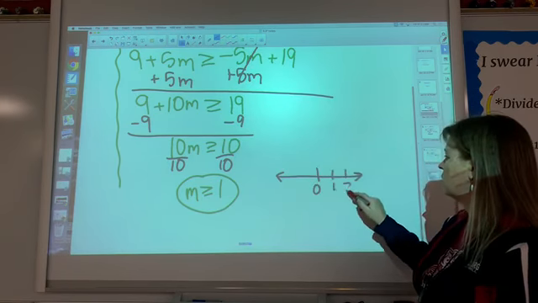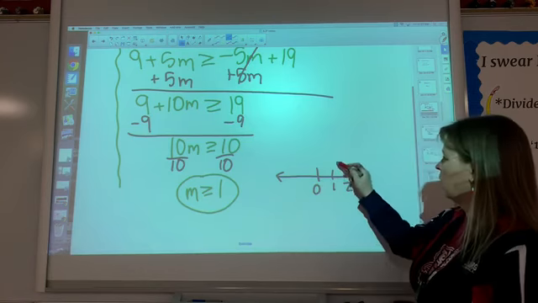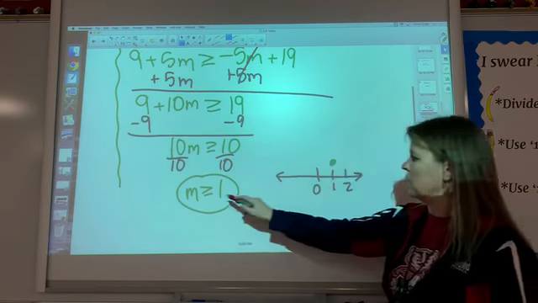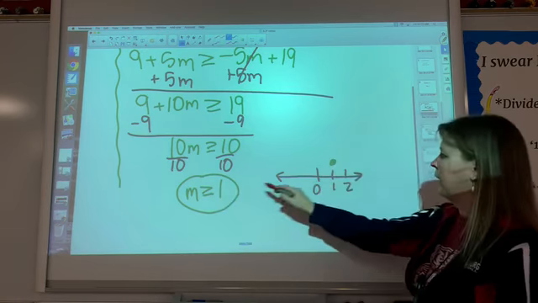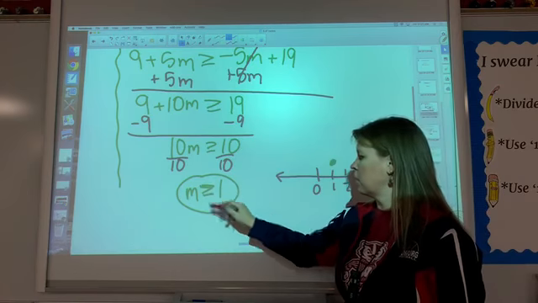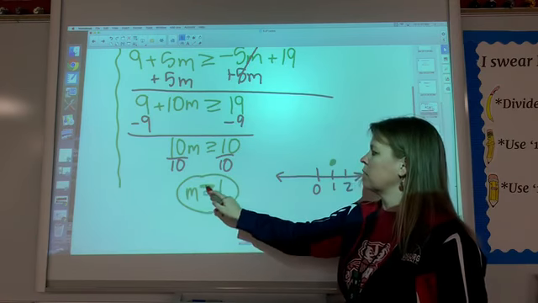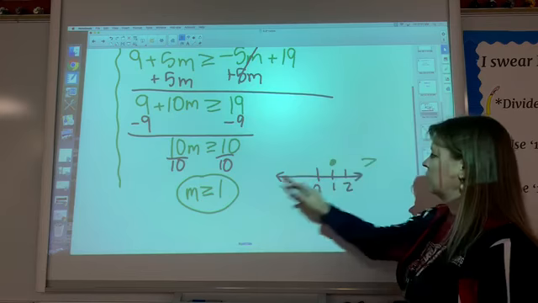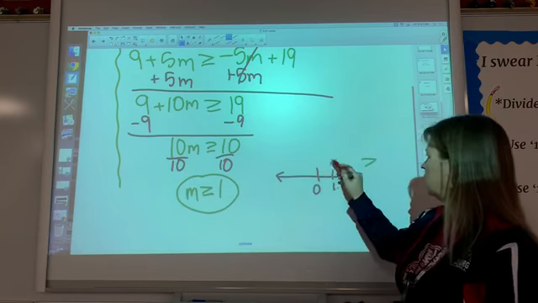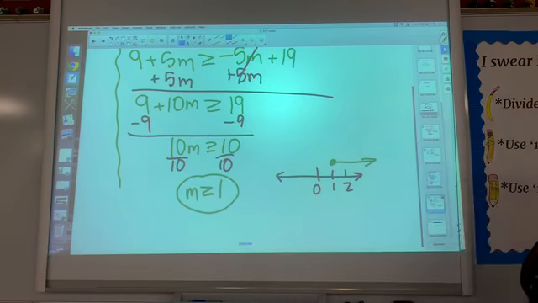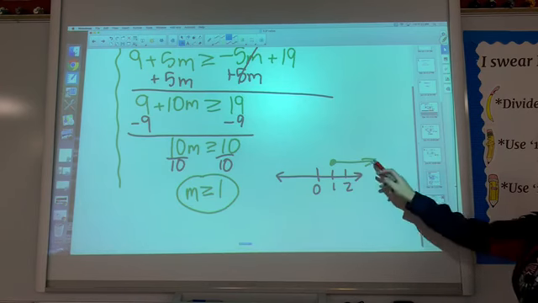0, 1, 2. Closed circle because of the underline reminder. Take a look at this arrow. It works every time as long as you have the variable on the left. If your variable is on the left, you are going to draw it the same way, facing the same direction, greater than or equal to.